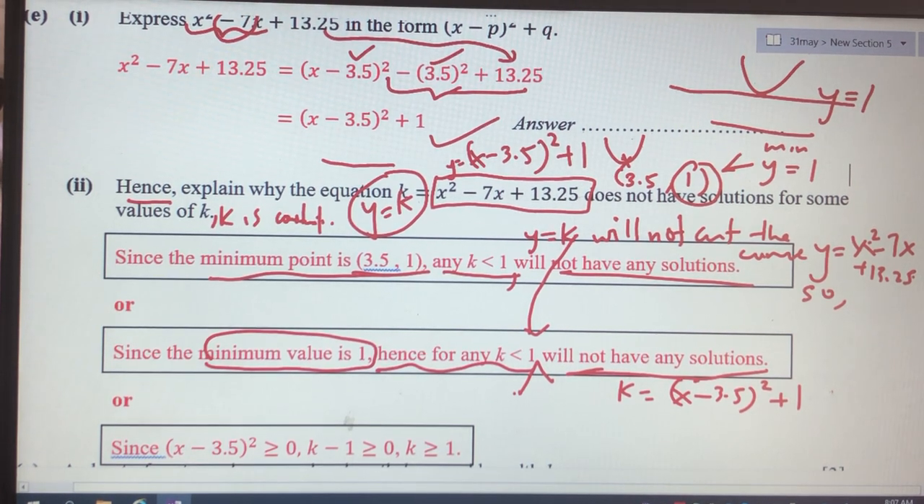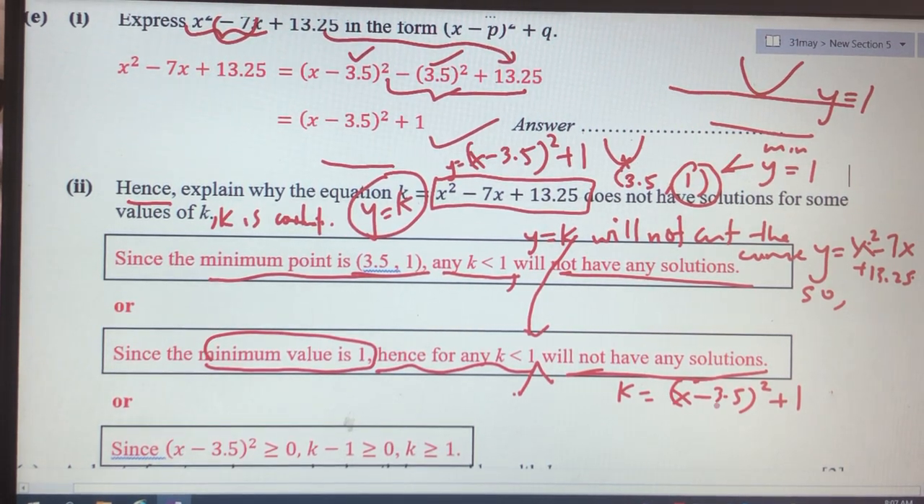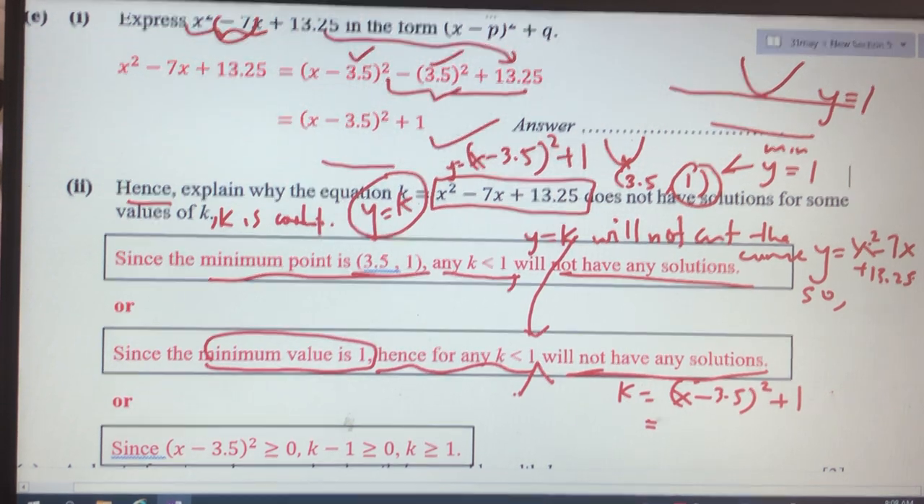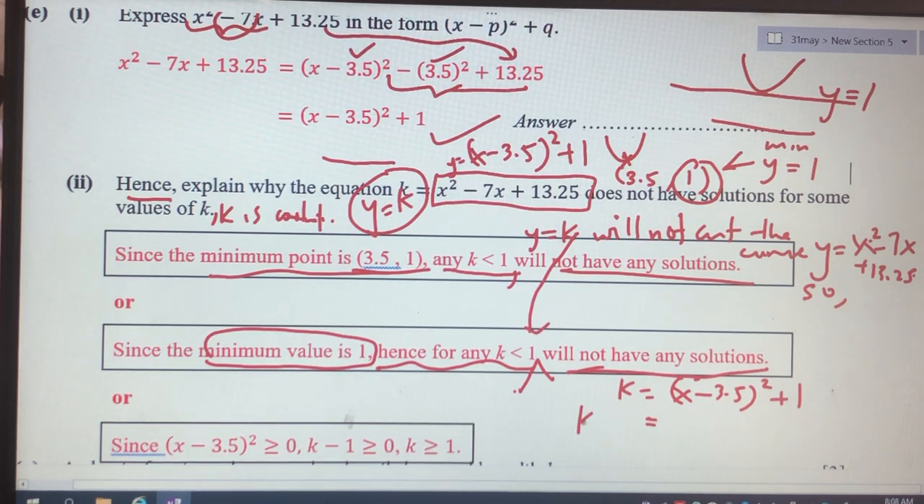You learn these three ways, right? It will open up your mind. Then in the exam, you just choose one of the ways, all right? I think for E-Maths, the easiest is this way, all right? The easiest is this way. Okay, but now you take a look at what I'm showing you here.